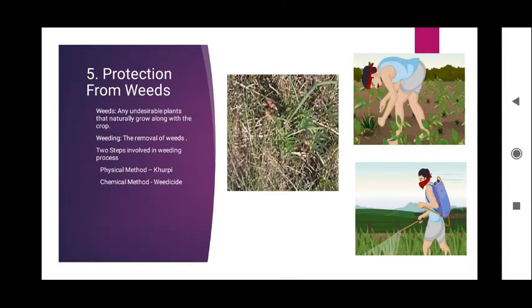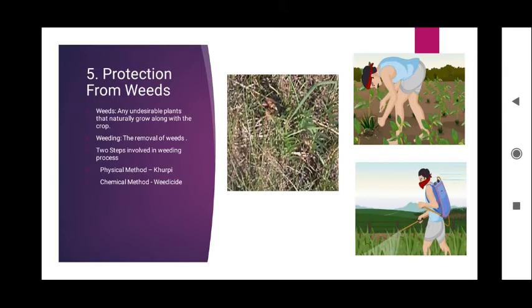Now let us move to the next step, that is protection from weeds. First of all, let us find out what we mean by weeds. Weeds are any undesirable plants that naturally grow along with the crop. They are called weeds, and the process of removing these weeds from the crop is called weeding. Weeding can be done by two methods: one is the physical method and the second one is the chemical method.